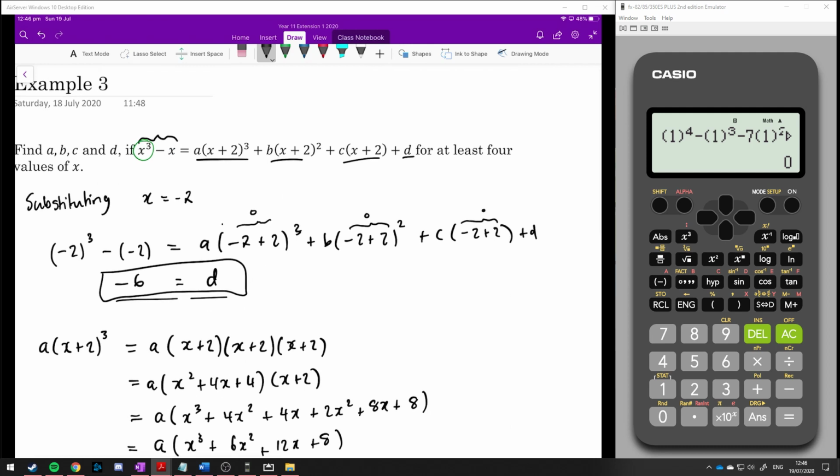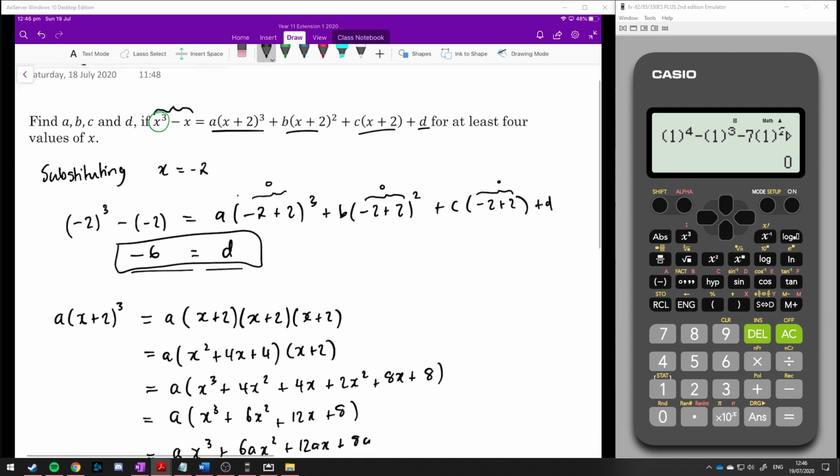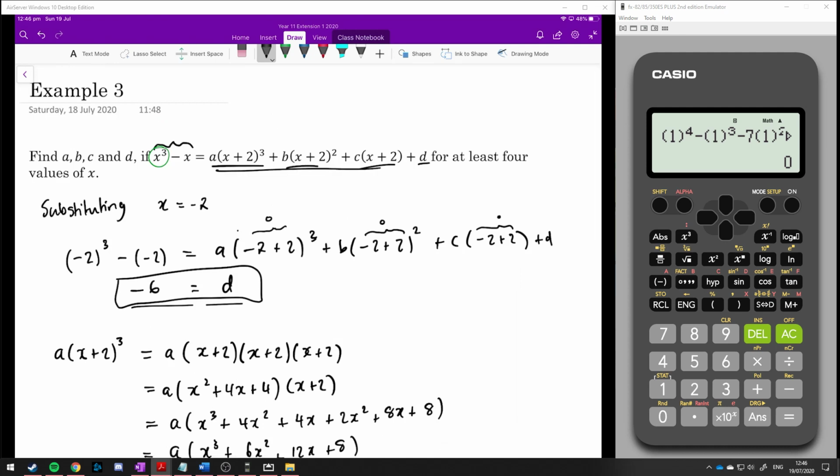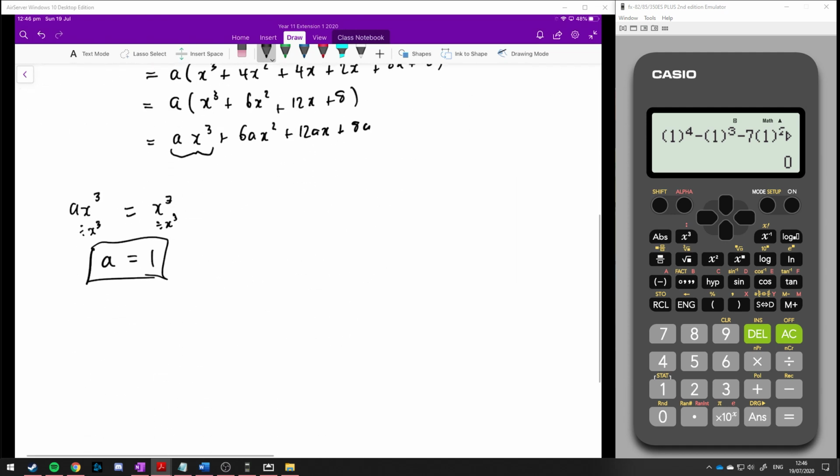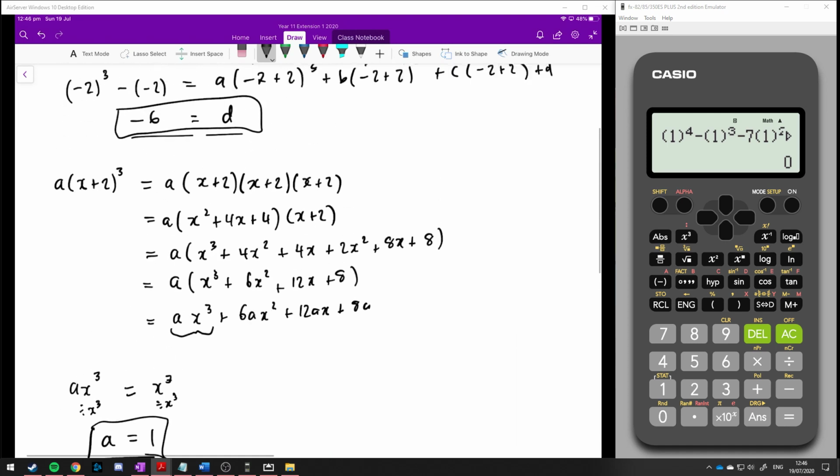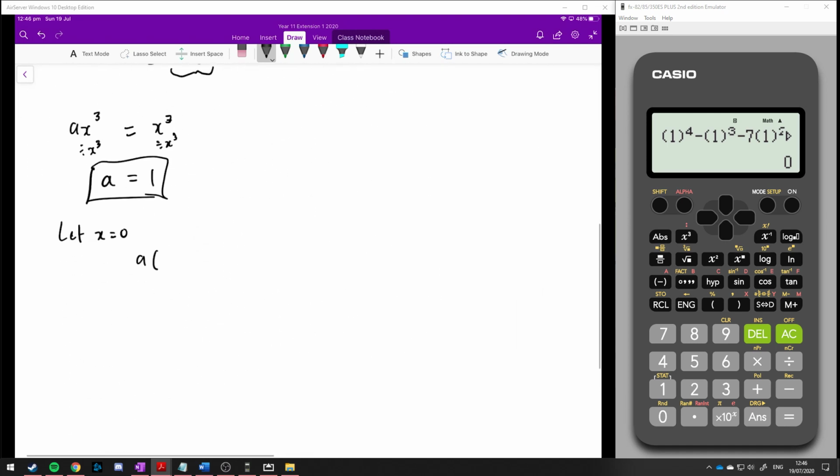Now we're going to find our values for b and c. The way we're going to do this is we're just going to substitute any value into this side here, and we'll essentially come up with some simultaneous equations which we'll be able to solve. So let's pick some easy ones. We'll pick 0 and 1. So let x be equal to 0. We're going to get a lots of 0 plus 2 cubed plus b lots of 0. Oh, and this should be equal to 0 cubed minus 0 as well, I forgot to add that in. Plus b lots of 0 plus 2 squared plus c lots of 0 plus 2 plus d.